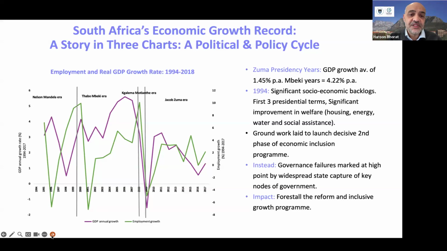Every year, right up to the cusp of the end of his second term, in the Zuma years, right? If you needed a metric for the difference between the Mbeki and the Zuma years, just look at growth rates. The growth rates don't lie. And in the Zuma years, growth collapsed to 1.45% per year throughout the period. And remember, yes, the global financial crisis occurred, but most other emerging markets recovered very, very quickly after that.